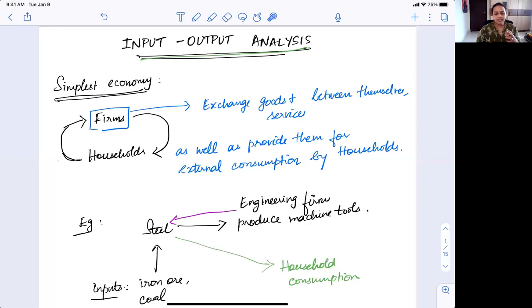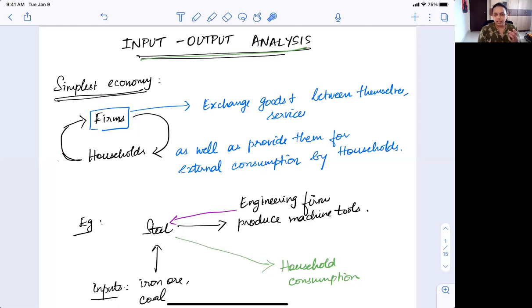So the idea here is that the households supply labor to the firms, and the firms in turn, once they produce the output, that output is now being bought or consumed by these households. So this is a very simple framework for a circular economy. Now, the firms don't necessarily have to supply to the households only. They can also exchange goods and services between themselves, as well as provide for external consumption by households.